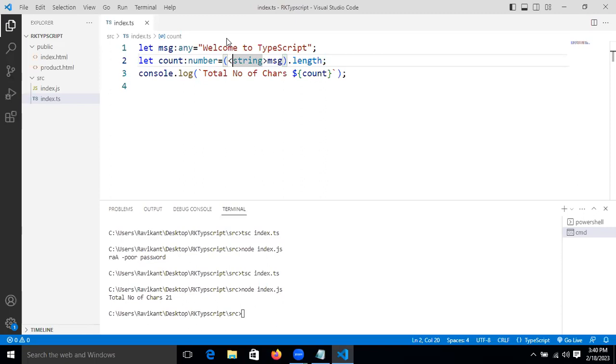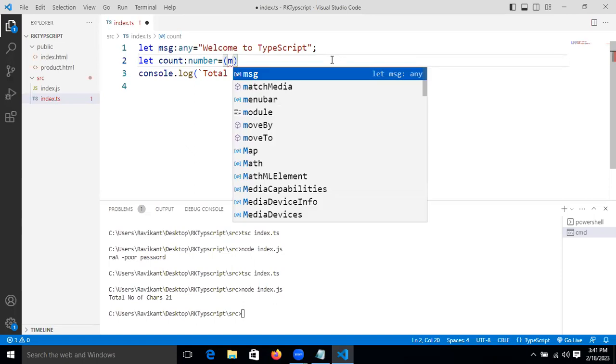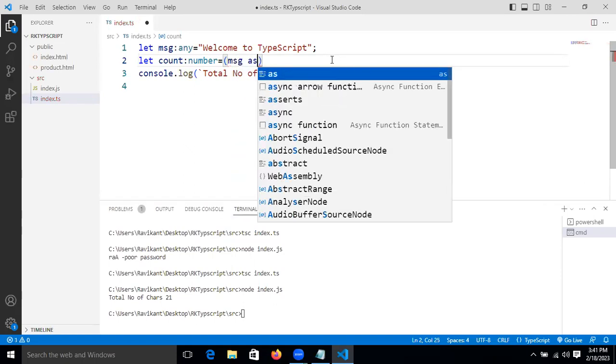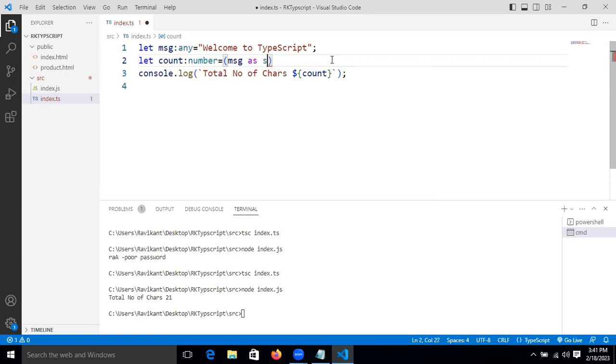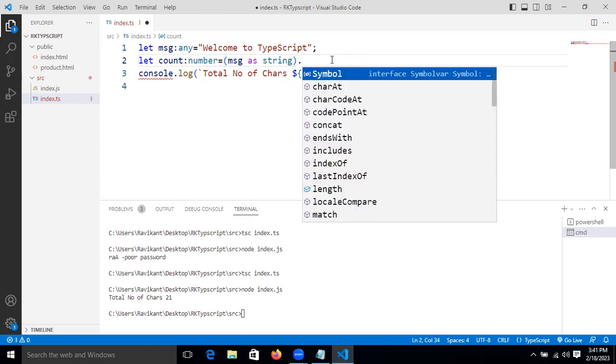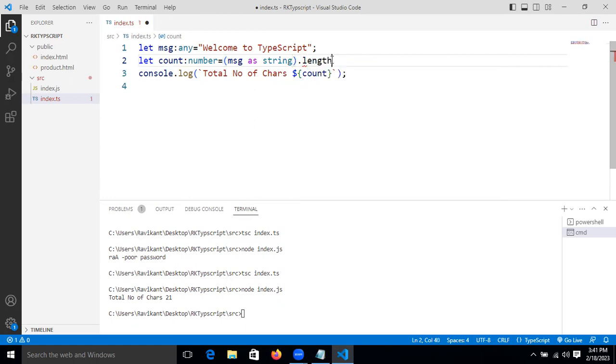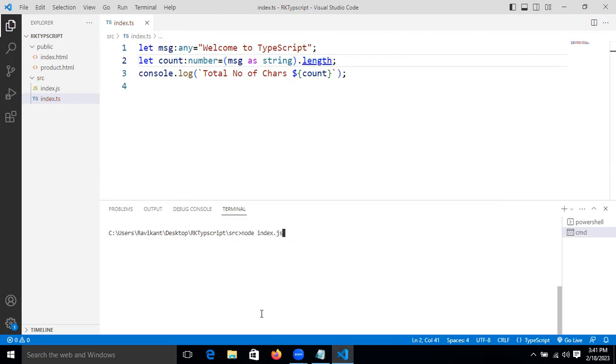So how do we use it? Simple, nothing extra. Instead of writing like that, we will take an open bracket and a close bracket. Inside that we take msg, message as string type. Now I want length, that is, string type length.